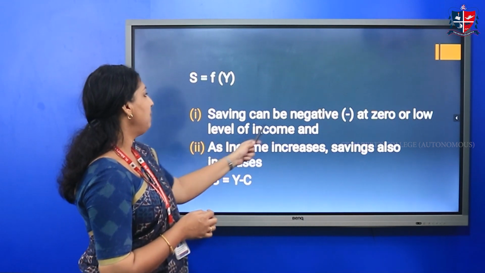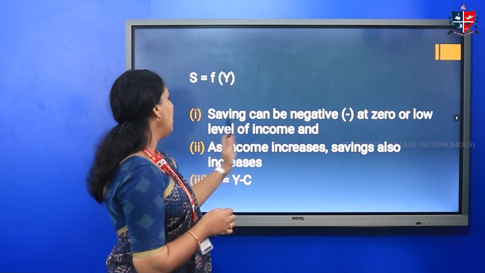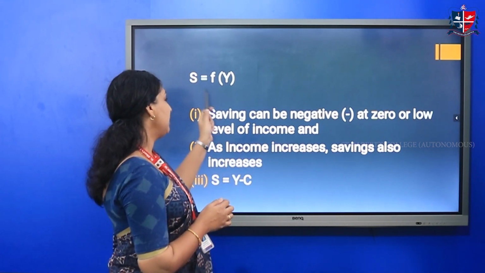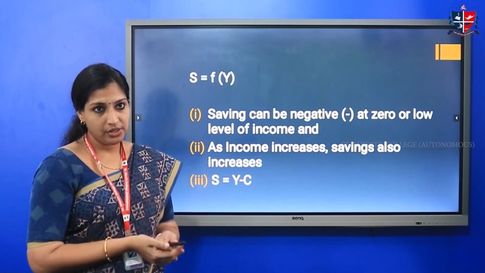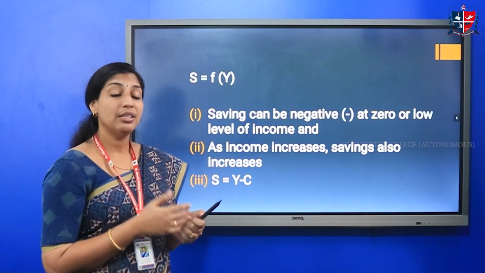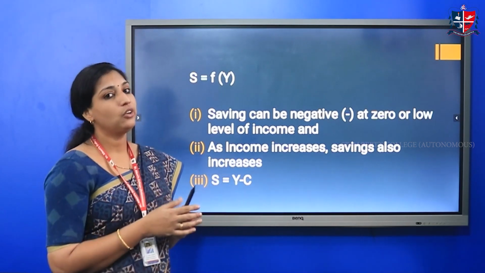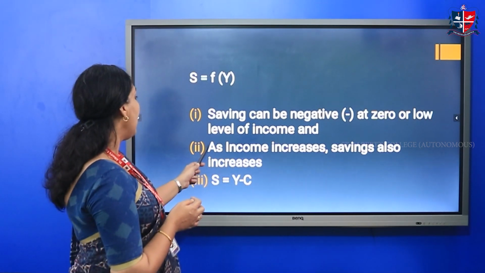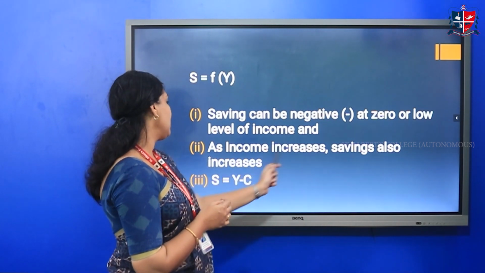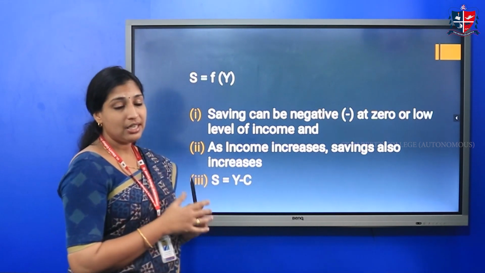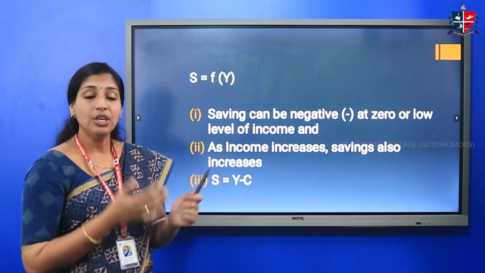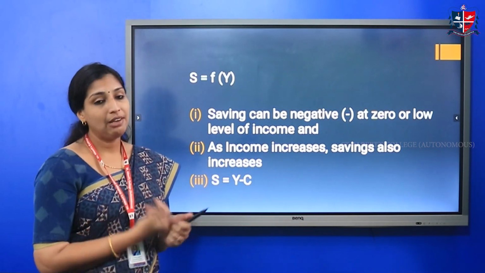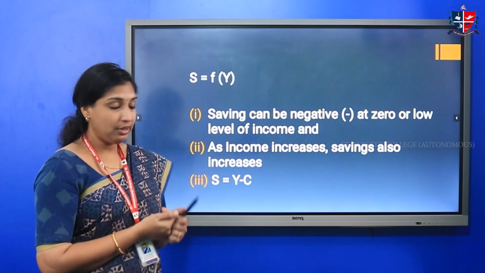Now, saving can be negative at zero or low levels of income. That means whenever our income is zero, people will still consume, right? So during that time, savings will also be negative. And as income increases, savings also increase, right? When income increases, people have the tendency to save more. So if the income decreases, people have the tendency to save less also.